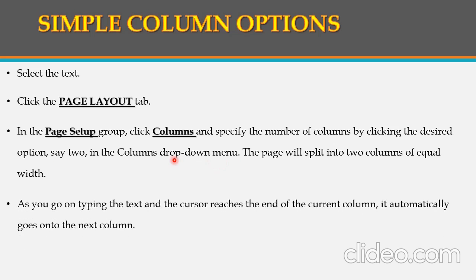As you go on typing the text and the cursor reaches the end of the current column, it automatically goes on to the next column. So while you are typing, when it reaches the end of the first column, the next line begins from the second column of the first page itself. It will not enter into the second page. Instead, it will go to the second column.